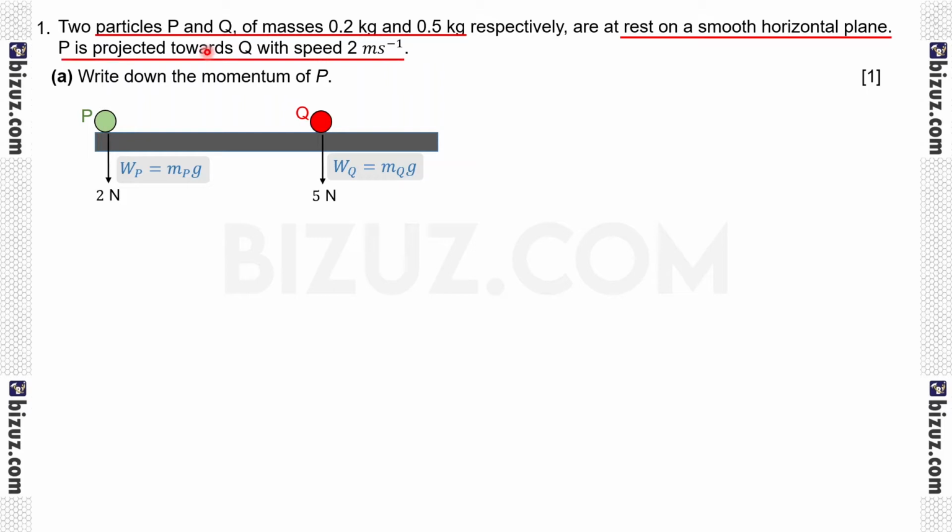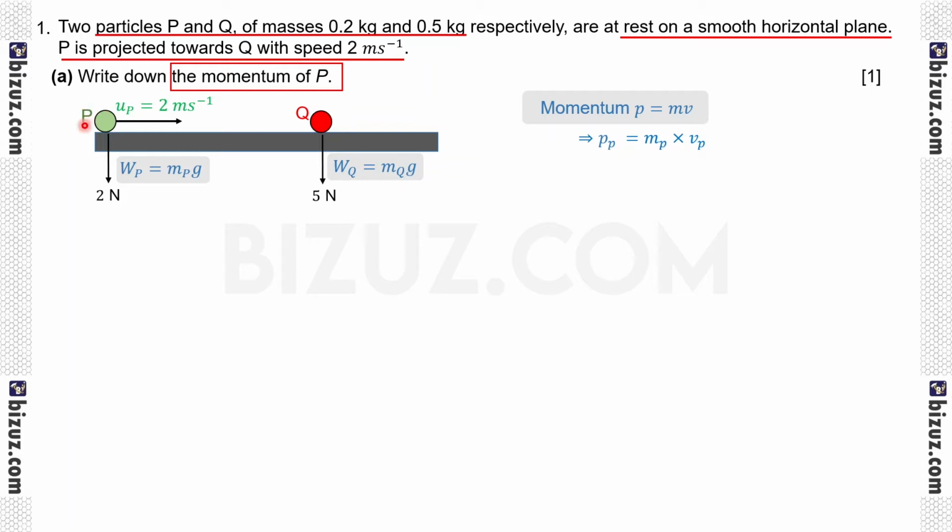Now P is projected towards Q. So P is projected towards Q in this direction with a speed of 2 meter per second. So the initial speed is UP equals 2 meter per second. Now we are asked to write down the momentum of P. Now we know that momentum p equals mv, mass into velocity. The mass of P, which is given in the question, is 0.2 kg, and the velocity of P is the speed, which is 2 meter per second.